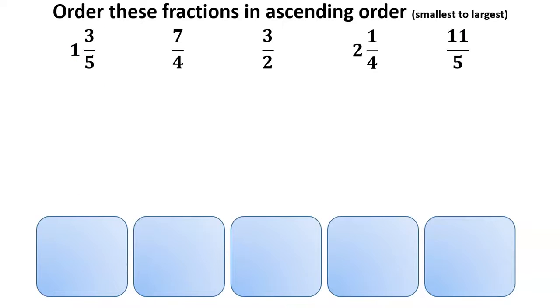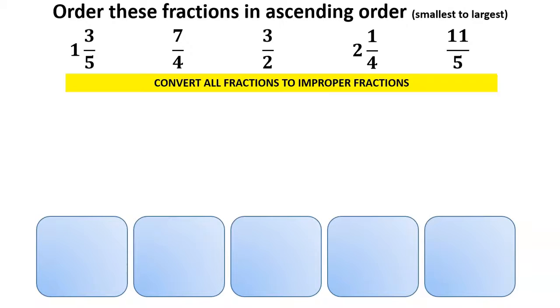So this is our last example. We're ordering these fractions in ascending order. Now, rule number 4, the last rule that we wrote down very early on in this class, said that if we have mixed numbers, we must convert them to improper fractions. So I've got 2 fractions here which are mixed numbers. I've got 1 and 3/5, and I've got 2 and 1/4. So I need to convert those two into improper fractions.